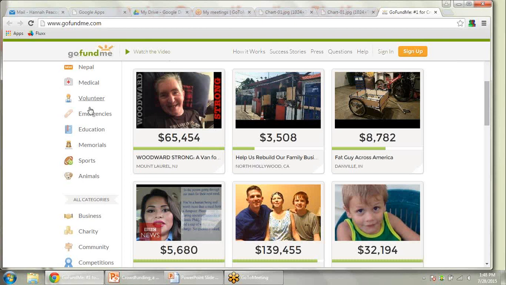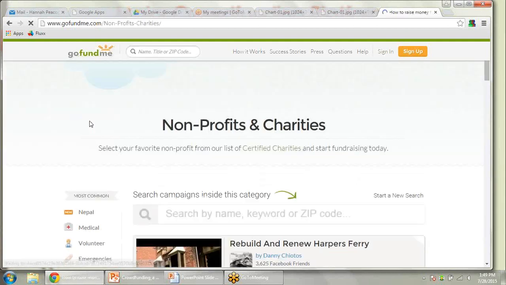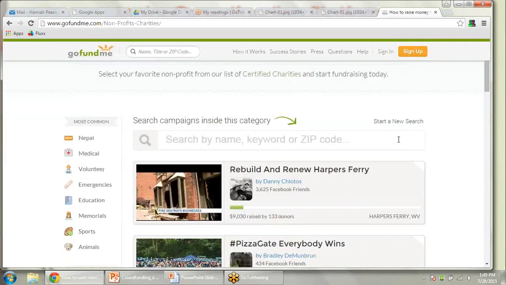And you can see charity, community, and you can see all the levels and the different categories of crowdfunding activities. Some of the ones that are featured are going to be some of the more successful ones. They try to captivate people with the more successful ones. But GoFundMe is a keep-it-all type funding model, meaning that with these campaigns, you get 100% of whatever you raise.